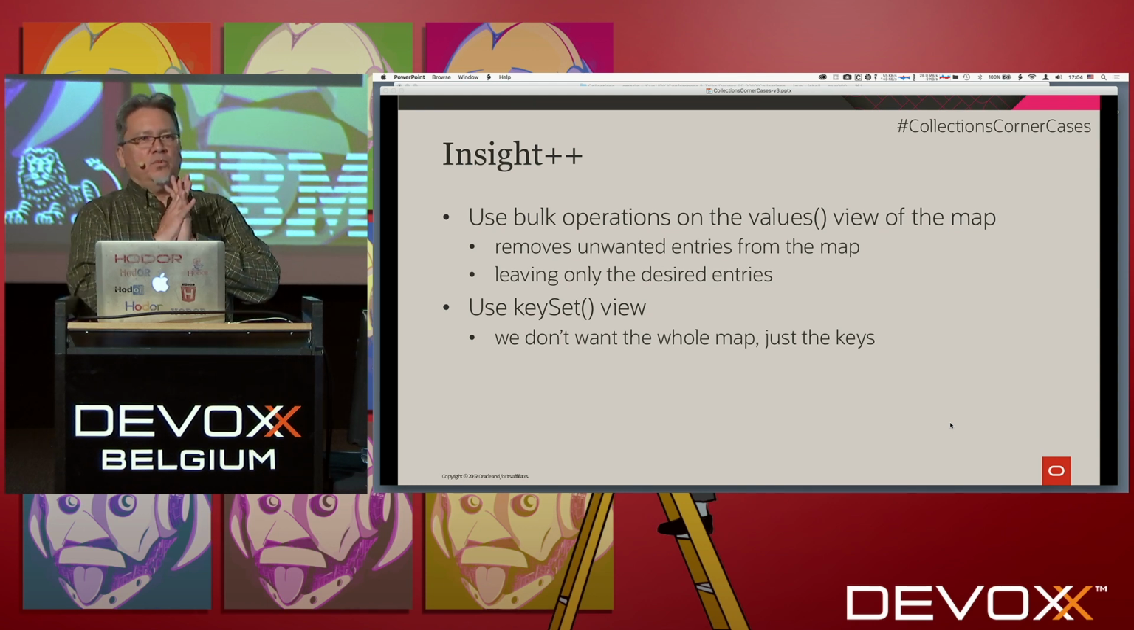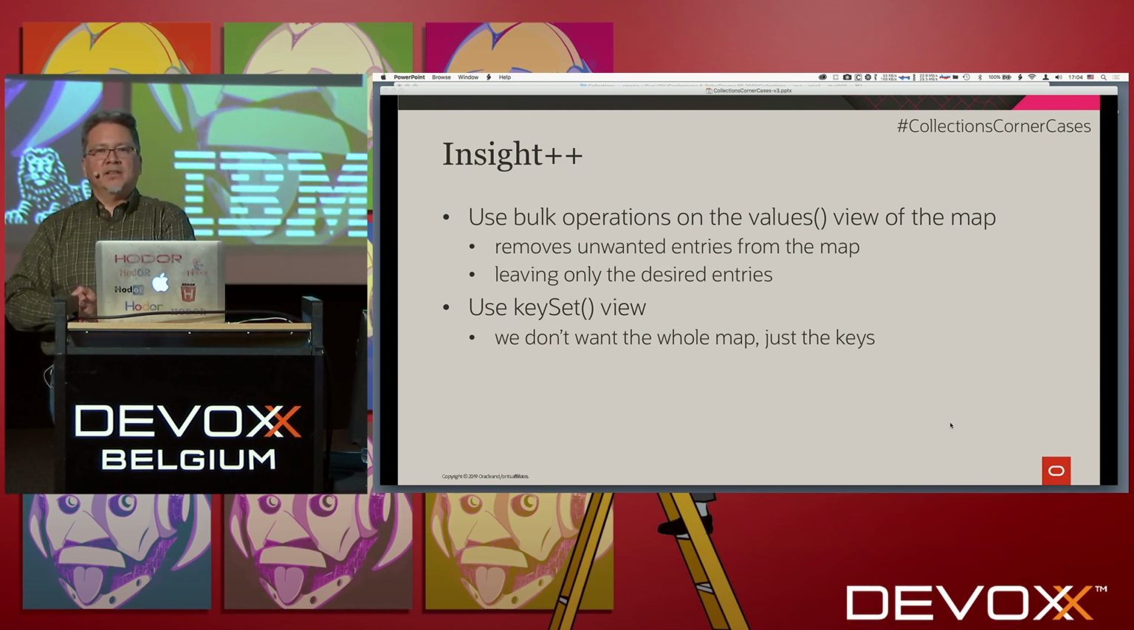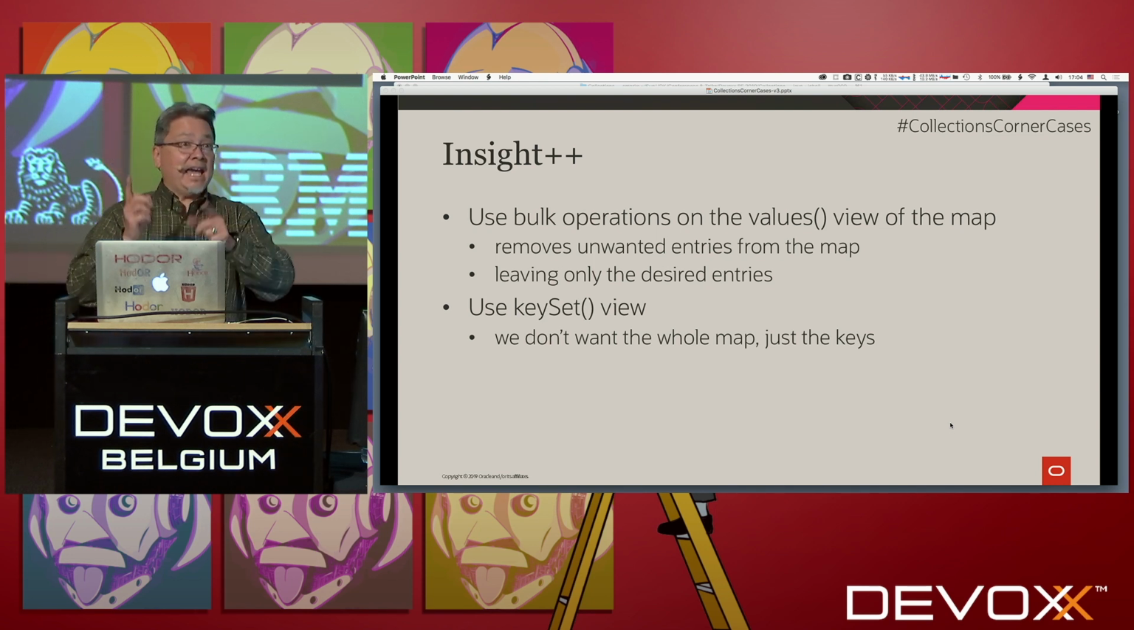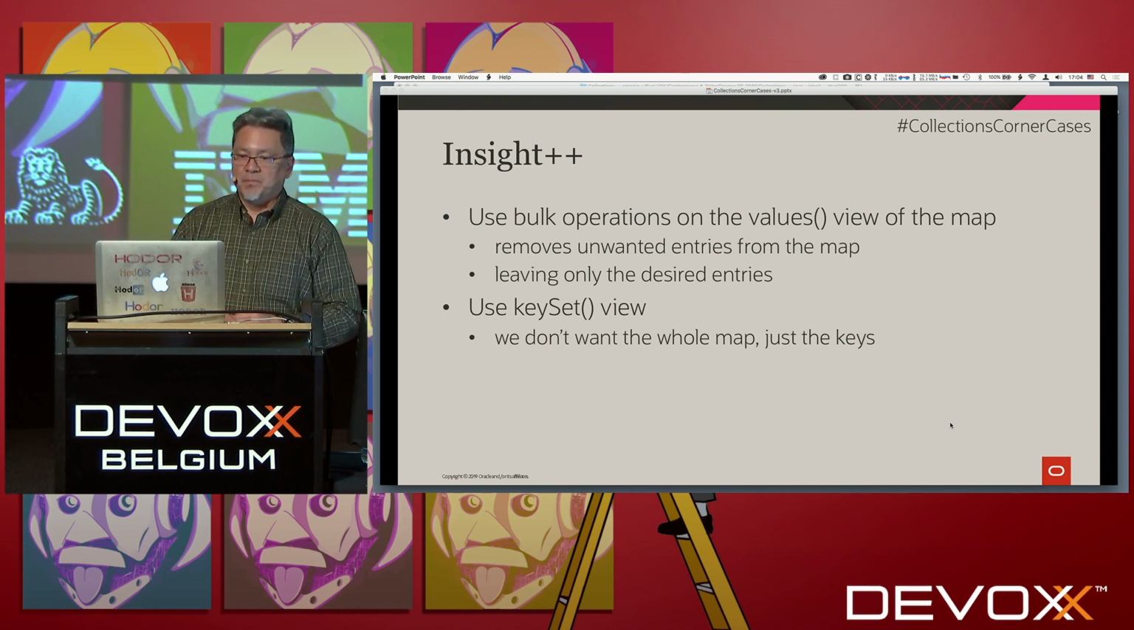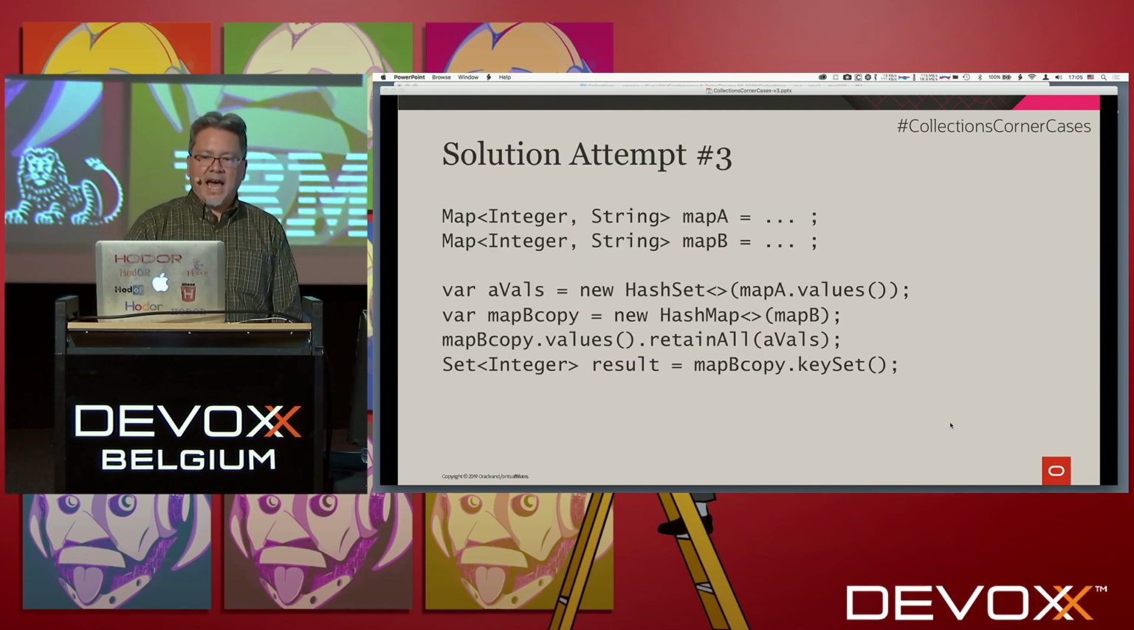Well, we have view collections and we have bulk operations on those view collections. And so I think we can improve, and side effects on those view collections affect the underlying map. So we can use all that information to improve on the previous code. And then also we don't have to copy the keys into a new set. We can just use a key set view. All right, so let's look at the code that does that.